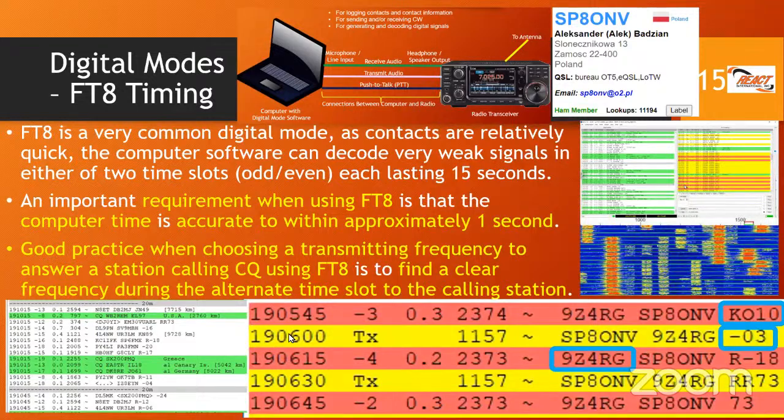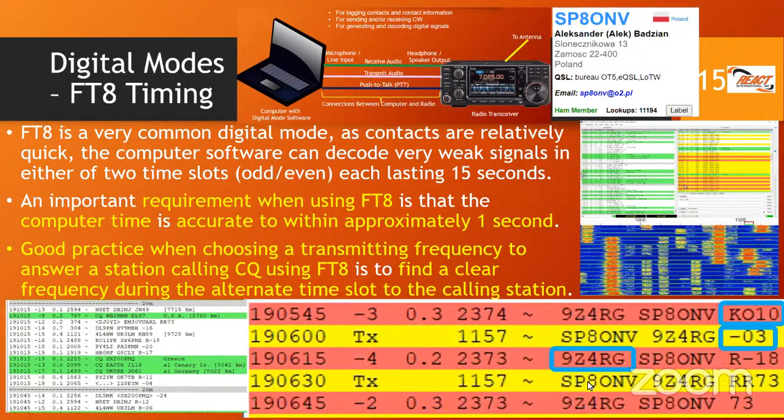And the next line is the next time slot where 9Z4RG responds to Alexander and gives the signal report, says, you know, I'm receiving you at minus 03 dB. And then the next one, now Alexander responds and says, hey, I am receiving you at minus 18 dB. So 9Z4RG acknowledges and says, Roger, Roger, 73, which is to close the conversation.